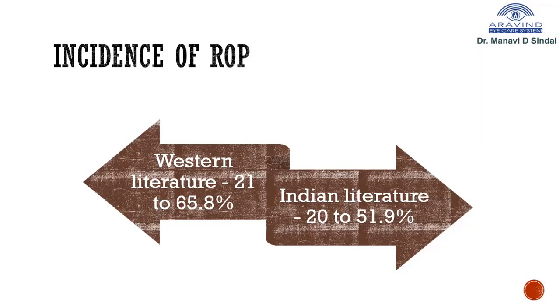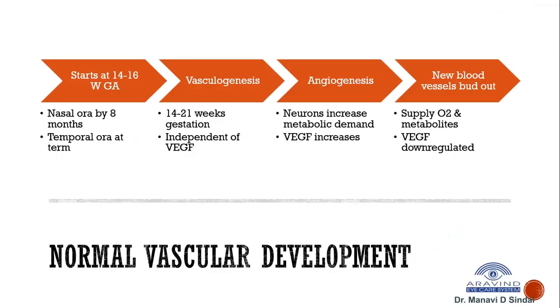Western literature reports incidence from 21 to 65%, which is almost similar in Indian literature. So I would like to throw a little light on the normal vascular development because this helps us understand why and how we should screen.